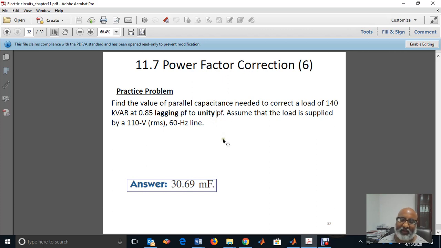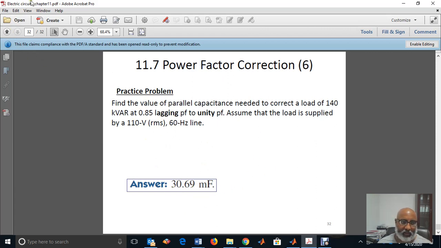So that means unity power factor, theta 2 will become 0. So cosine of 0 is 1. So we need to find the required capacitance, which is used to correct the power factor from 0.85 to unity power factor, or 1. And based on the previous concepts, you should be able to solve this. The answer is given. It's a practice problem.